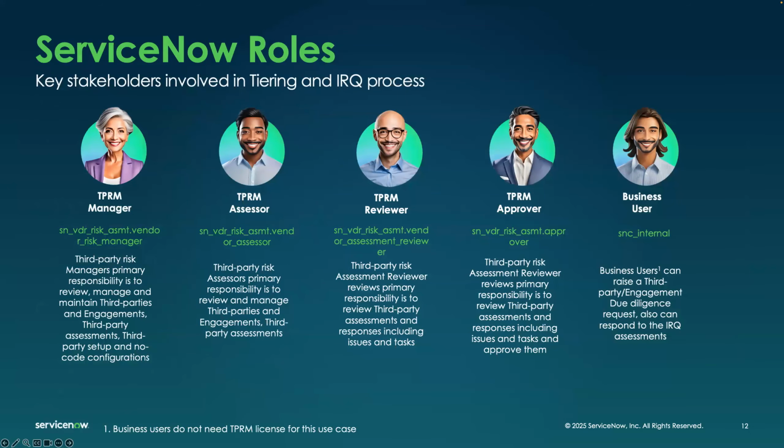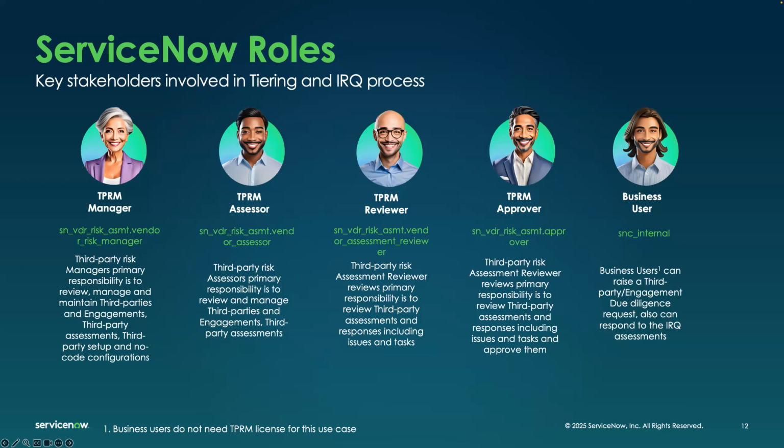All right. So the personas involved in your tiering and IRQ processes are your TPRM manager, the assessor, reviewer, approver, and the business user, which is nothing but your internal users. Broadly speaking, the TPRM manager oversees the life cycle of your third parties and your engagement risk assessments, right? So they're responsible for reviewing, managing, and maintaining assessment records, as well as performing key setup activities, typically through no-code configurations to support the risk management process.